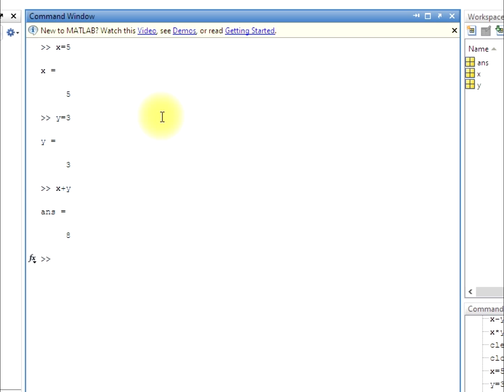This is the answer. Now instead of using small x, if I use capital X, it will show that the variable is undefined. It means you can use small x as well as capital X as two different variables. Okay, so that's the edge of MATLAB.